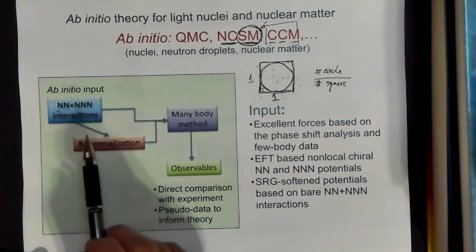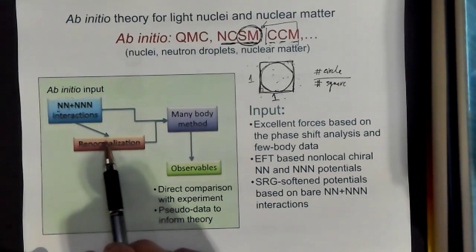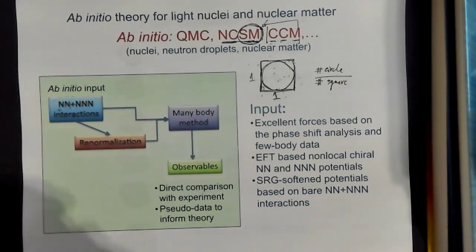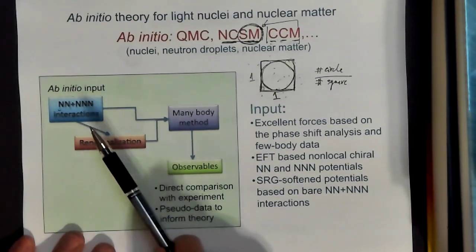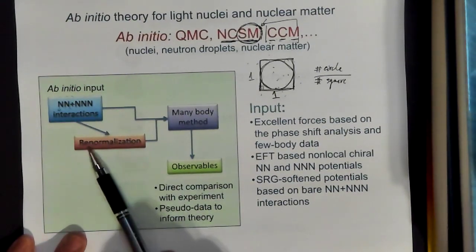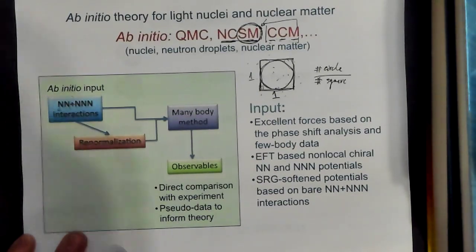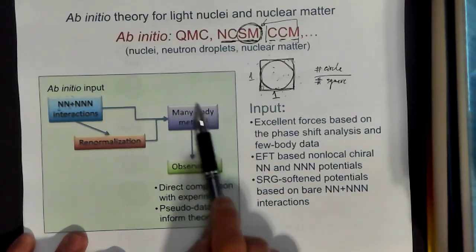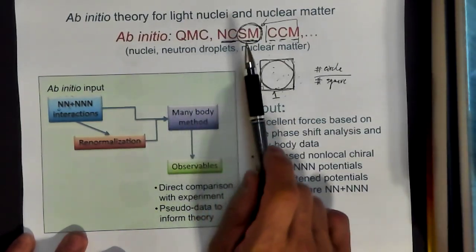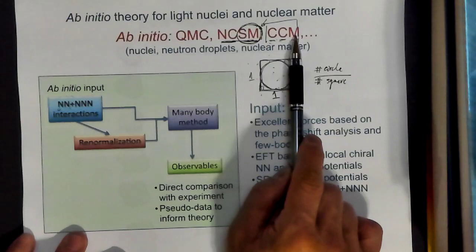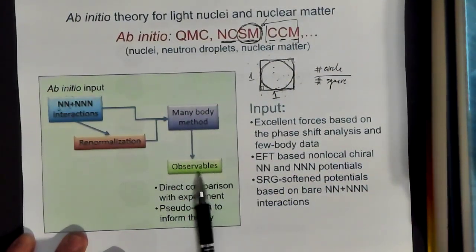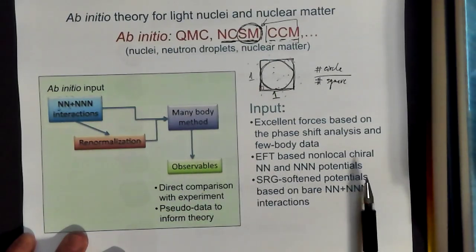All right, so you might then do something called renormalization, which means you try to change the resolution scale again, as we were discussing before. You try to make the interactions a little bit easier to work with by doing this renormalization, or in some methods, you don't have to do this at all. And then you put it through some many-body method, like we discussed, quantum Monte Carlo, no-core shell model, coupled cluster methods, and other things, and you then calculate some observables for the nuclear structure or reactions.